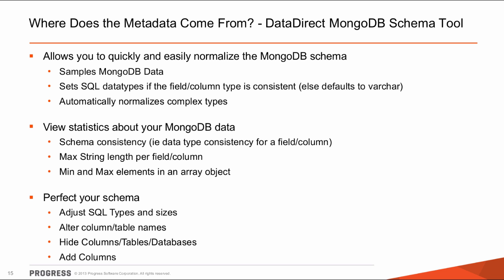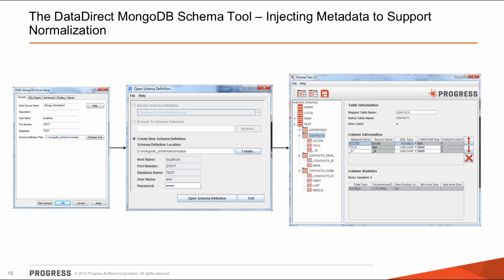But at the end of the day, this schema tool is about giving you the power to adjust and perfect that mapping and connect these worlds through setting types and sizes and altering column and table names, and maybe there are pieces of the JSON document that you want to hide or that you need to add from another level in the document. So what does that look like?